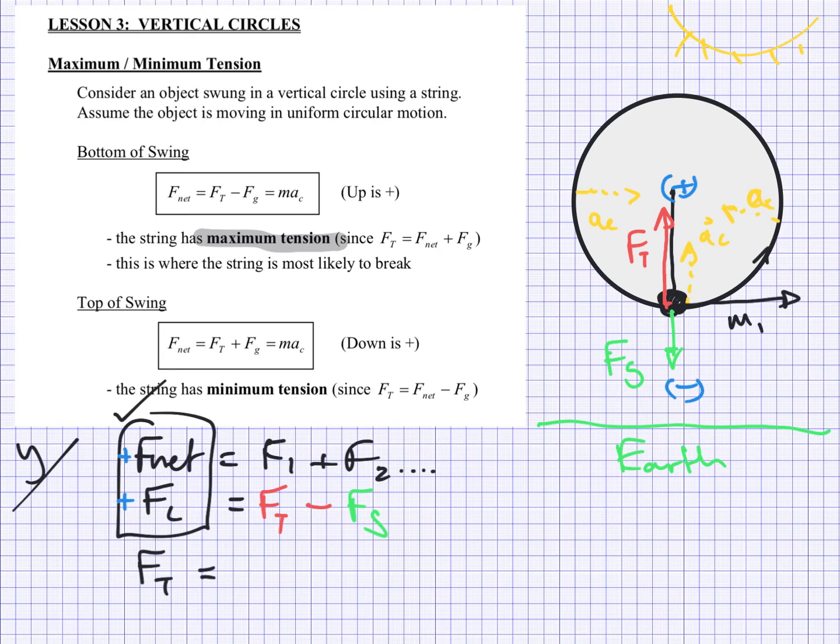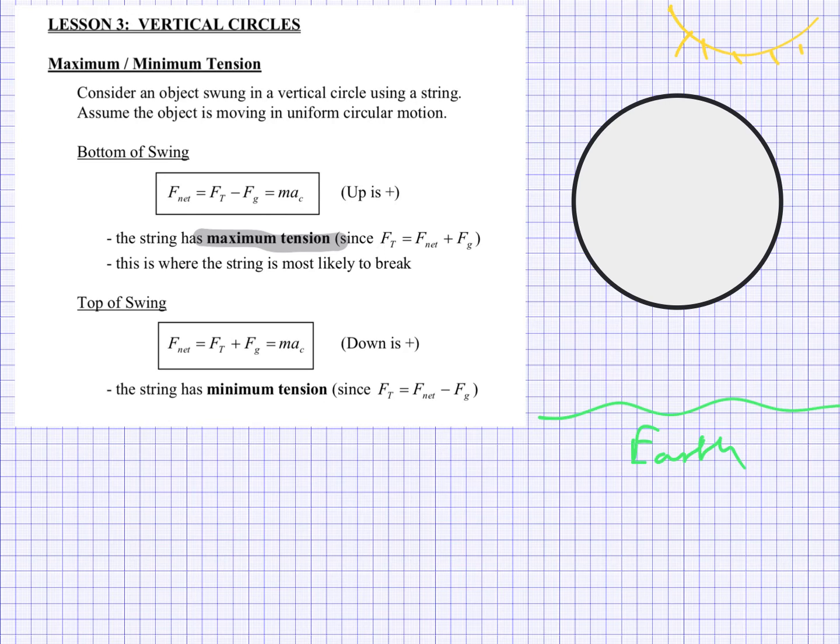The tensional force, if we rearrange and solve for Ft, is the force coming from the centripetal acceleration plus this Fg. That's adding these two forces together, which gives us a maximum force, which makes sense. At the bottom of the circle, that's when you're at the maximum force. So now we'll do the minimum tension situation, in other words, the top of the swing.